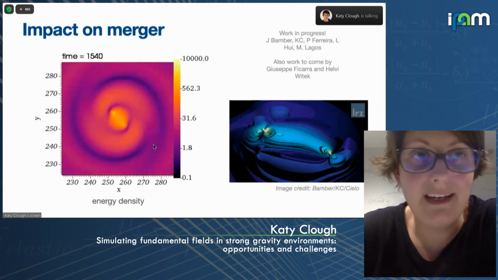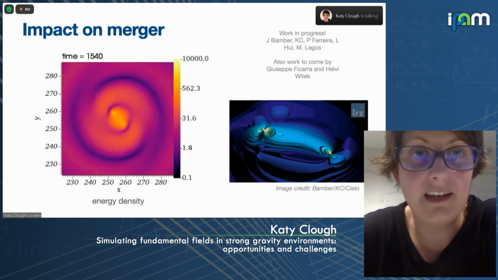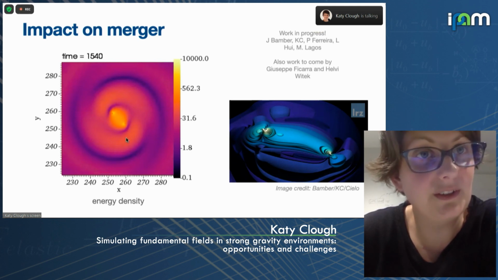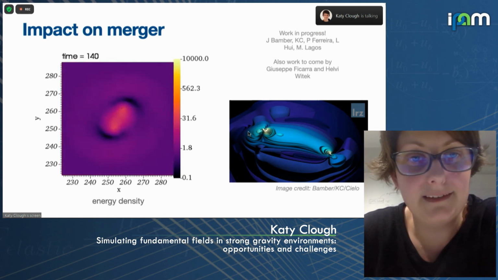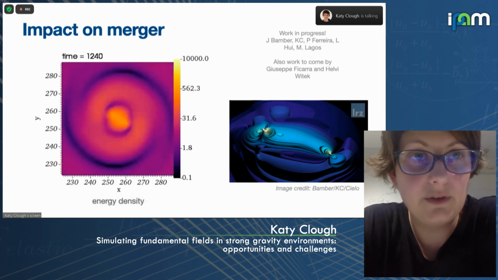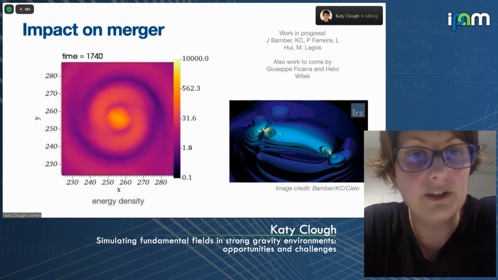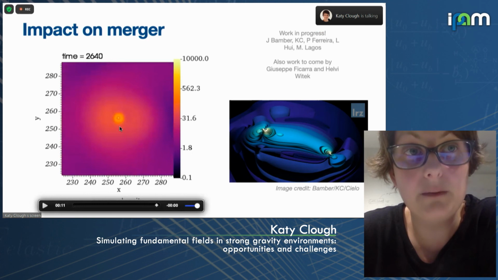Of course, the really key question is, what happens on merger? You can ask a few interesting questions here. By the time we get to merger, is there any scalar field left, or has it all been dispersed? Here's an example simulation of this. You can see that waves of the scalar field are being thrown off as the merger happens, but you do have this kind of core of high energy density around the black holes before they merge. So it's entirely possible that this could have some impact on the merger signal.